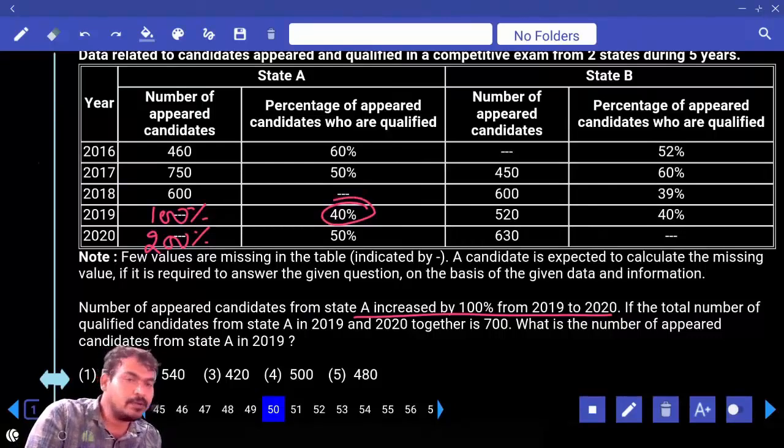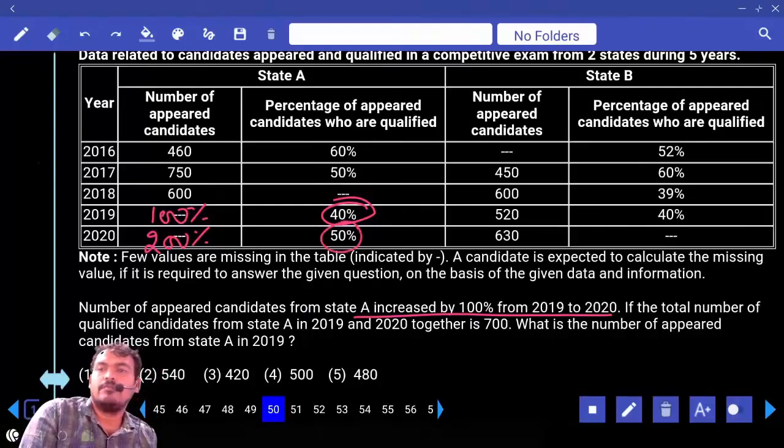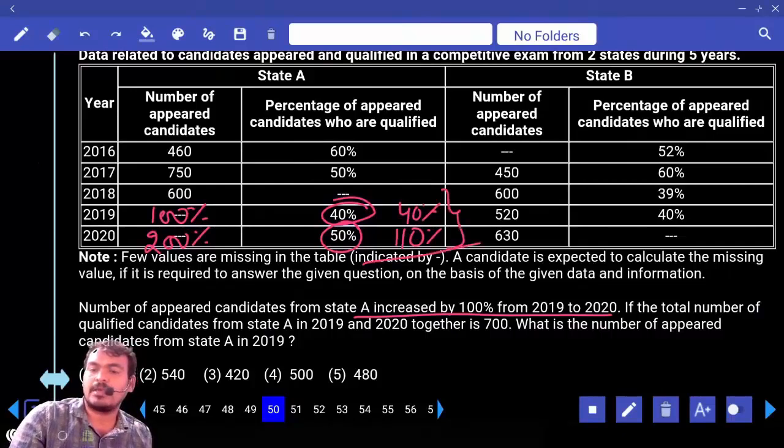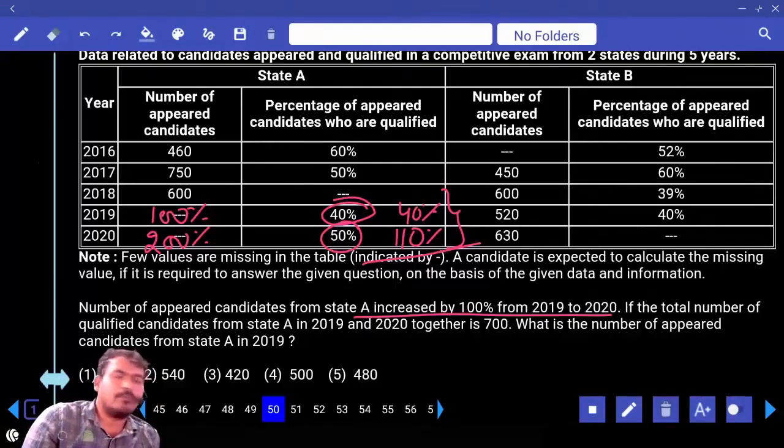40%. But in 2020, out of 200%, how much percent are qualified? 50%. What is the 50% of 200%? 110%. But 40% of 100%? 40%, or not? These two are adding, we get the appeared candidates or qualified candidates? Qualified candidates. 40 plus 110, how much? 150. But in place of 150, how much value is given? 700 or 750?